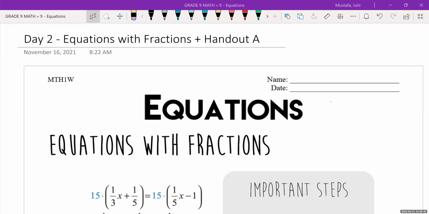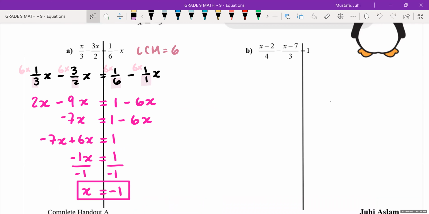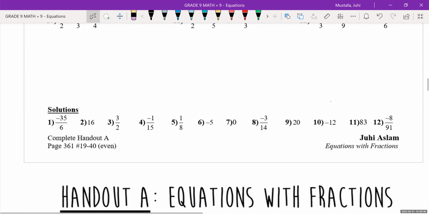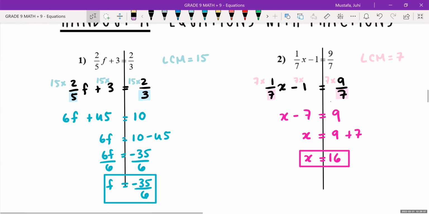So this is day 2 of equations with fractions. Just as a recap, last class we learned how to deal with fractions and use the magic number to get rid of them. We didn't have brackets or anything like that. Then we started handout A and we did questions 1, 2, 3, 4, and 5 together.